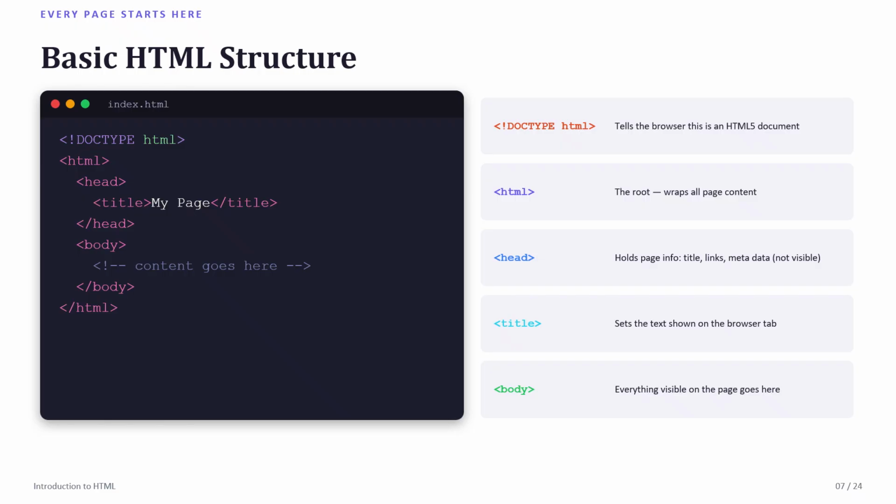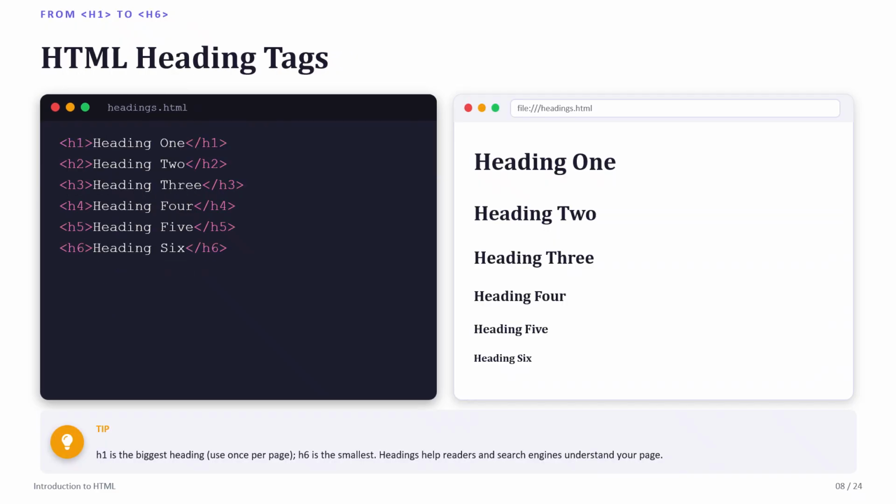Every single HTML page starts with this basic skeleton. The doctype tells the browser we're using HTML5. The HTML tag wraps everything. Head holds the behind-the-scenes info like the page title, and body is where all the visible stuff, the actual vibe of your site, lives. Now let's talk headings. HTML gives us H1 to H6. H1 is the biggest, boldest heading, usually used just once per page, and H6 is the smallest. They help readers and search engines make sense of your page layout.